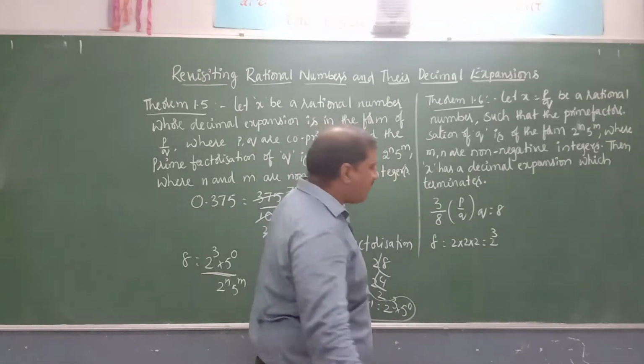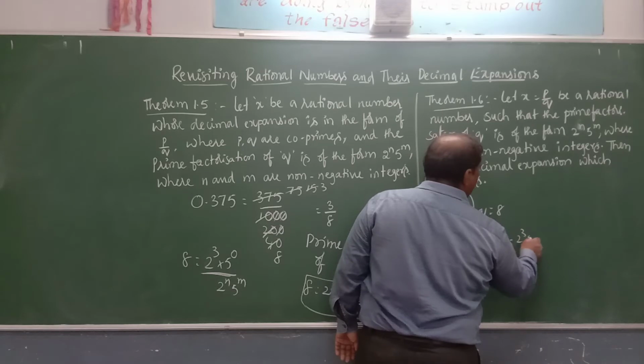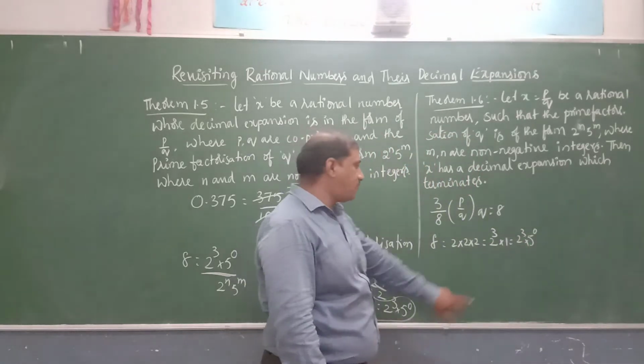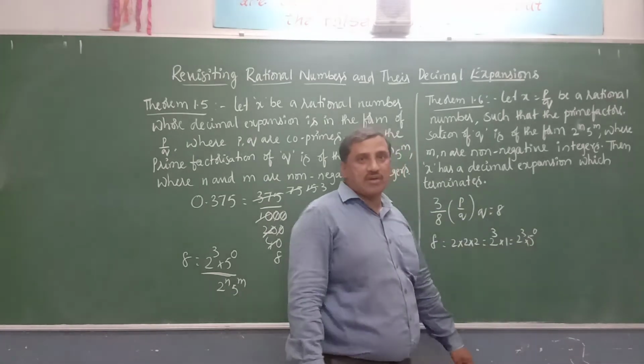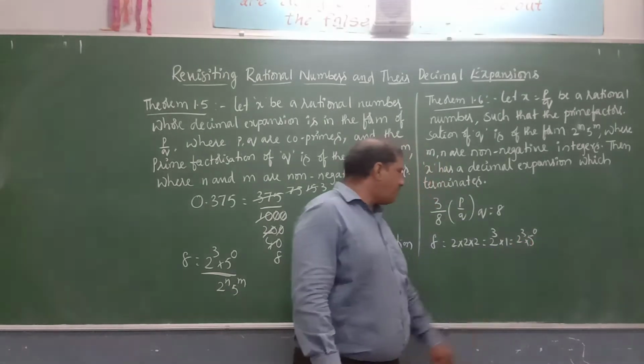Even 1, I can take as 2 cube into 1, and I can write 1 as 5 to the power of 0. 1 can be written as 5 to the power of 0, or 6 to the power of 0, or 7 to the power of 0. Any number to the power of 0 is always 1.